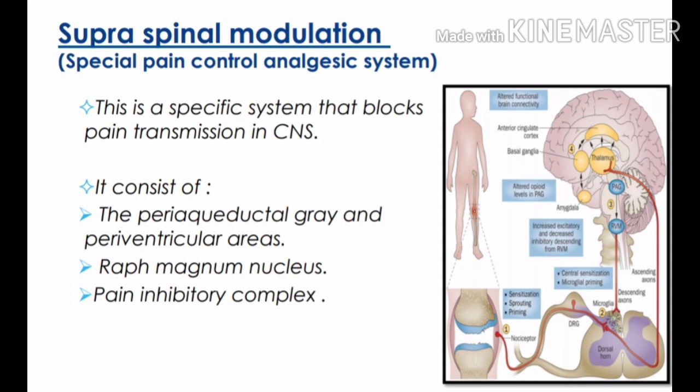Supraspinal modulation. This is a specific system that blocks pain transmission in the CNS. It consists of the periaqueductal gray region and periventricular areas, raphe magnus nucleus, and pain inhibitory complex. It is also known as the special pain control analgesic system.